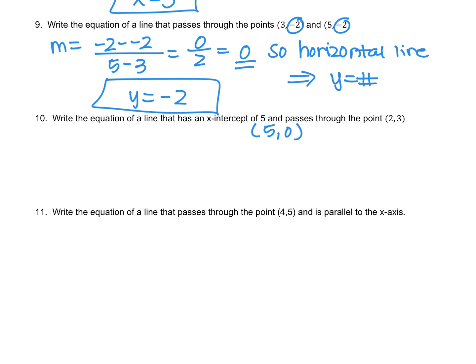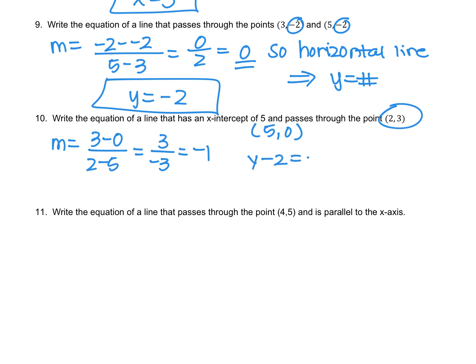Exactly. Now, I can't do slope-intercept form because that would be for the y-intercept, right? This is the x-intercept. So I'm going to do m equals 3 minus 0 over 2 minus 5 equals 3 over -3, which is -1. I'm going to use the second point. I'm going to do y minus 3 equals -1 times x minus 2. How do you find the y-intercept? You don't. You can't.